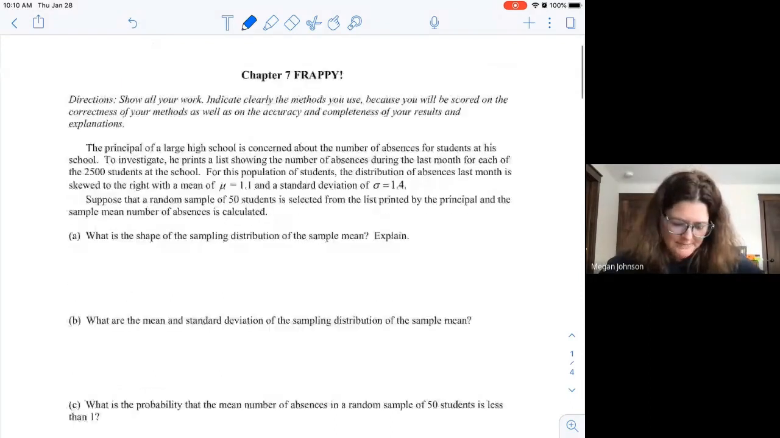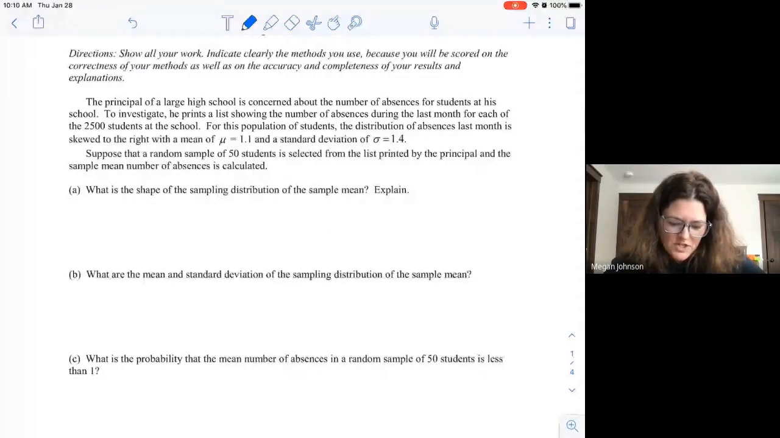So here's the question. The principal of a large high school is concerned about the number of absences for students at his school. To investigate, he prints a list showing the number of absences during the last month for each of his 2,500 students. For this population of students, the distribution of absences last month is skewed to the right, with a mean of 1.1 and a standard deviation of 1.4. Suppose that a random sample of 50 students is selected from the list printed by the principal, and the sample mean number of absences is calculated.